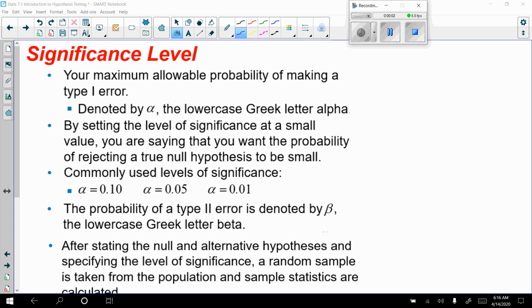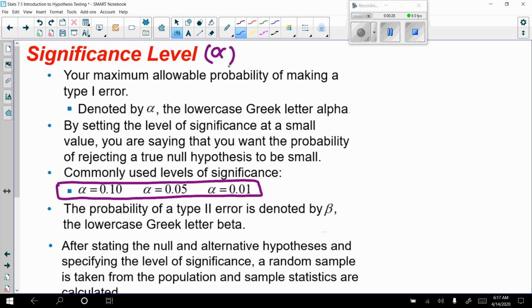Another important part of hypothesis testing is something called a significance level. So we need to make sure that we are being accurate according to the correct significance level. There are 3 significance levels listed here. Our significance level, we use the letter alpha, and alpha tells us how accurate we need to be.